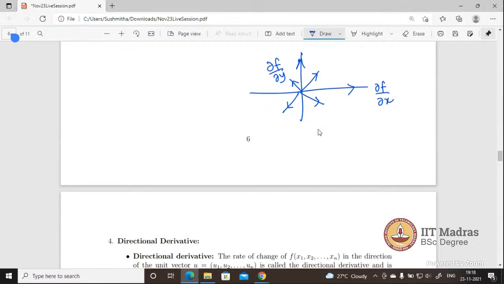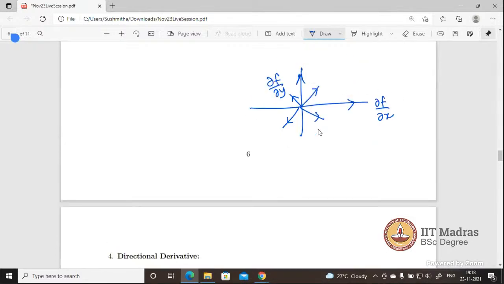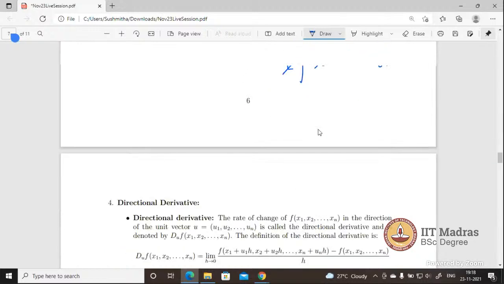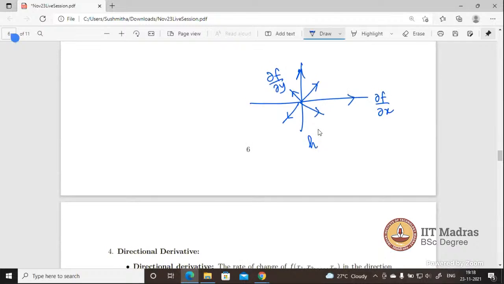So that is when the directional derivative comes into the picture. So here, what did we do? We just did h into ei, right? Where ei represented whatever direction we were looking at. If it was x, it would represent the x direction, so it would be 1, comma 0. If it was y, it represented 0, comma 1, the y direction. So the same thing we will do for the other directions too. We will take the unit vector along those directions.